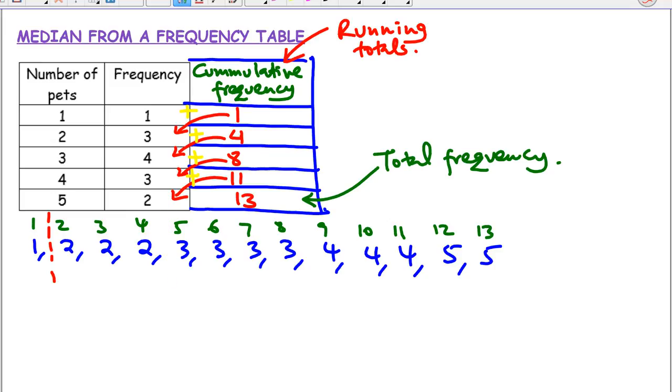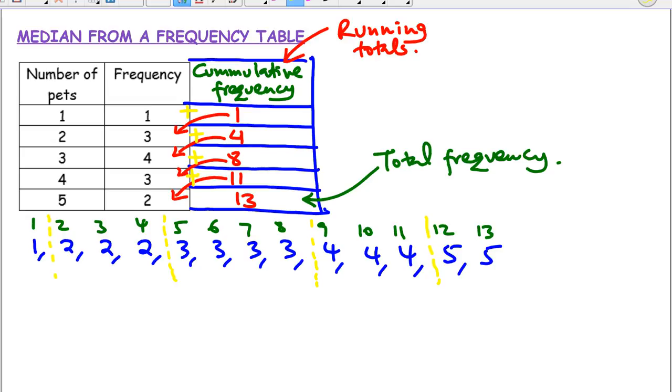Actually, I'll use a yellow for that. So number one, just there. Two, up to the fourth position. You can see that fourth position. Three goes up to the eighth position. Four goes up to the 11th position. You can see that on the cumulative frequency, or running totals, column. And then number 5, of course, occupies the last two positions, 12 and 13.